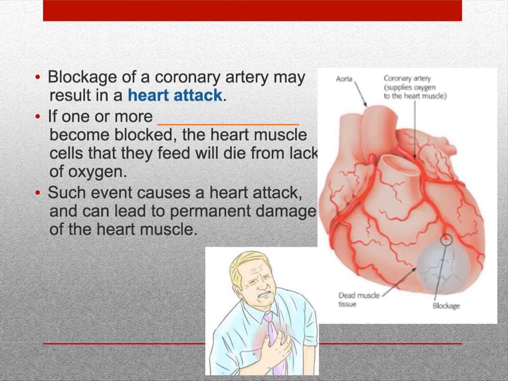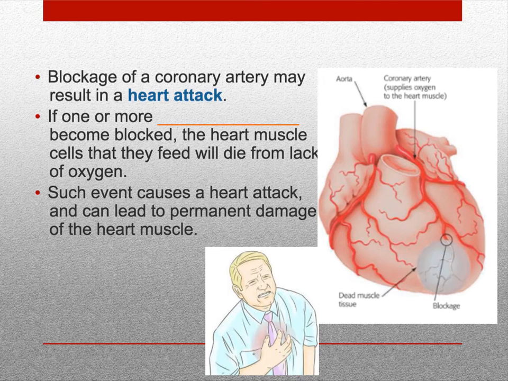If one or more arteries or blood vessels become blocked, the heart muscle cells that they feed will die. There's no oxygen, and our cells need oxygen. If you look down there where the blockage is, you can see that it will essentially kill the heart's muscle. That heart muscle is constantly moving. You can never not have your heart moving, so it's very hard to repair. And when your heart stops and oxygen does not get to your heart or your lungs, that can lead to permanent damage.